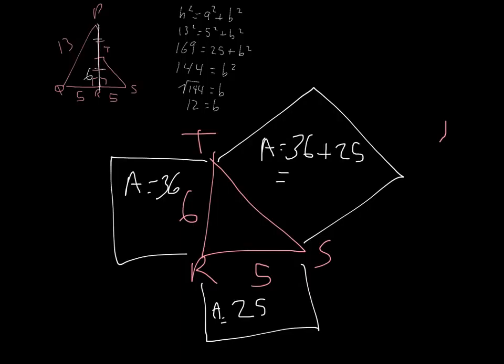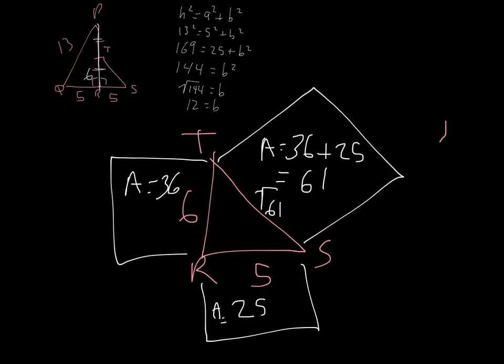Thank you. So 36 plus 25, go. 50, did you say 61? So the area is 61. So you're one step ahead of me. So what is the side length? The square root of 61. That's how long that side is.